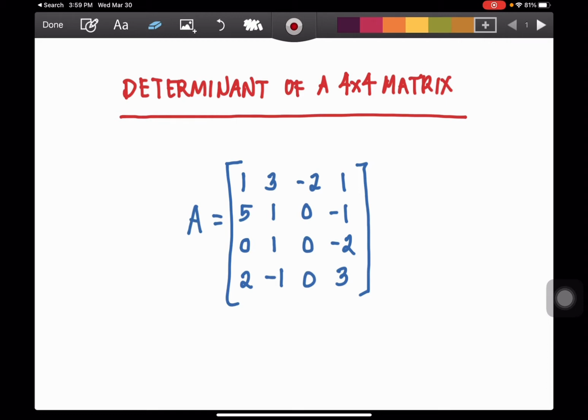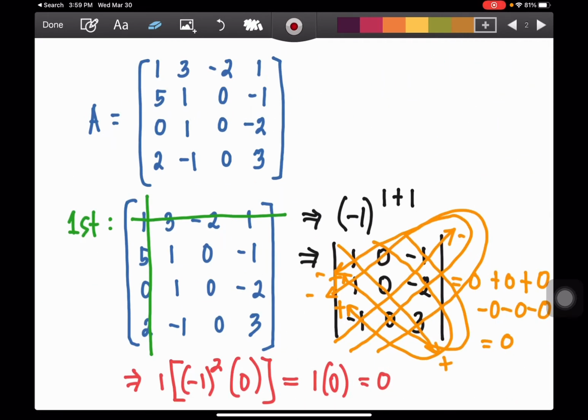We are going to discuss how we are going to determine or obtain the determinant of a 4x4 matrix. So in the previous video, we have discussed already how to obtain the determinants of 2x2 and 3x3 matrices. Now, this 4x4 matrix is going to be complicated, no? So, what we are going to do is we have to determine the four cases, no? Bali, we have the first, the second, the third, and the fourth.